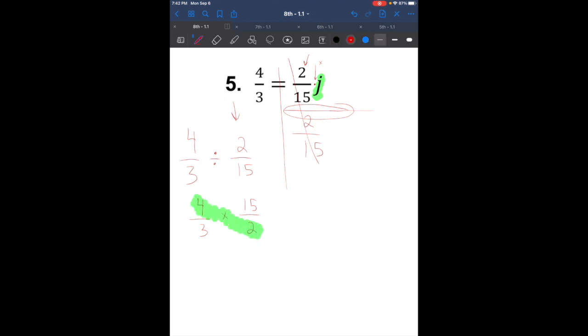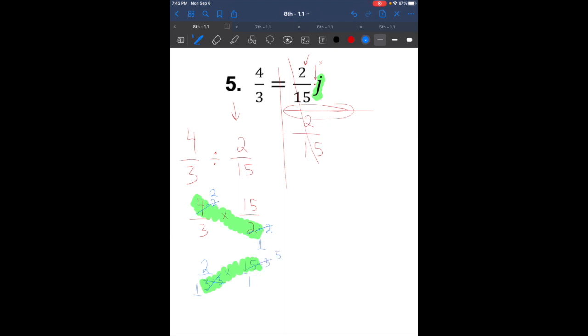So let's see, is there a number that can go between 4 and 2? Remember, when we simplify, we cross simplify. Yes. So what goes into 4 and 2? Well, the answer is 2. So let's divide by 2. 2 divided by 2 will give you 1. 4 divided by 2 will give you 2. Alright, so let's rewrite the equation. We have 2 over 3 times 15 over 1, but we can also simplify again going this way. So what number can go into 3 and 15? It's 3. So 3 divided by 3 will give you 1, and 15 divided by 3 will give you 5.